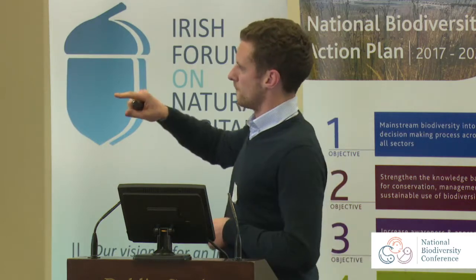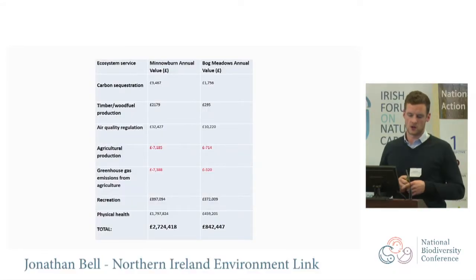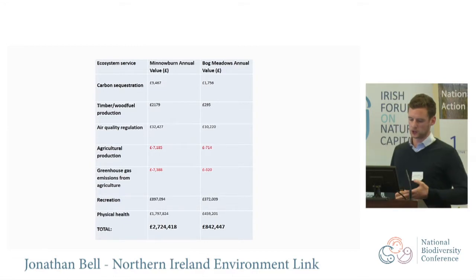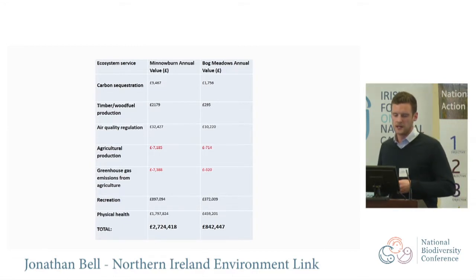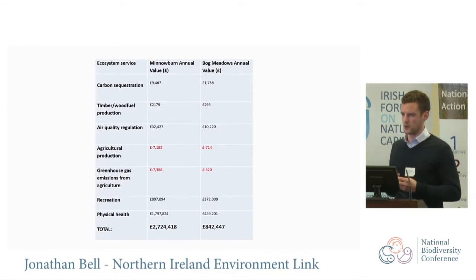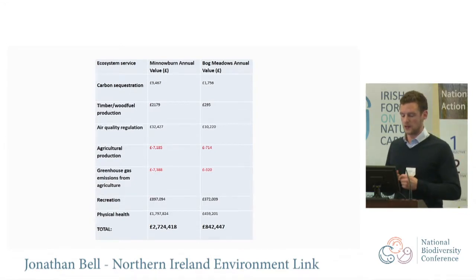So this very briefly outlines some of the ecosystem services that were assessed, including carbon sequestration, timber, air quality regulation, agricultural production, greenhouse gas emissions, recreation and physical health. The one that is missing there, quite a significant one, is water purification and, I suppose, flooding mitigation. That's because there wasn't significant robust data to inform that.